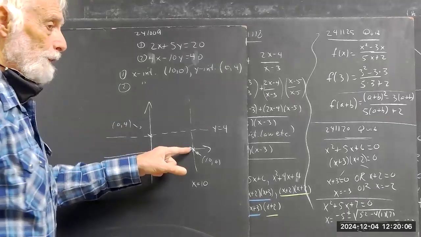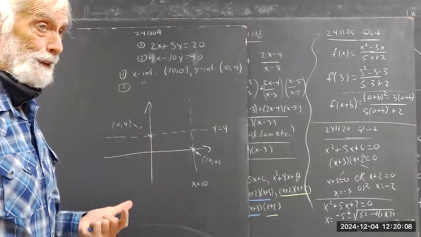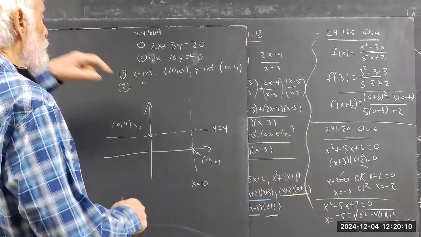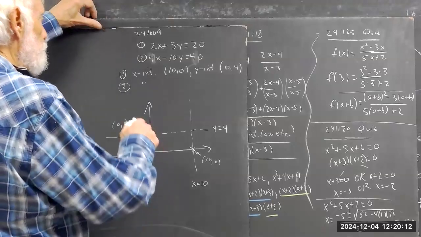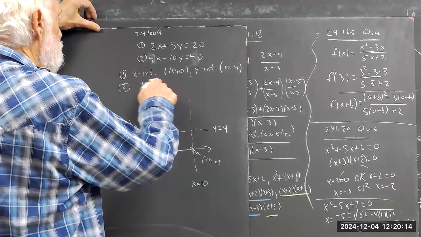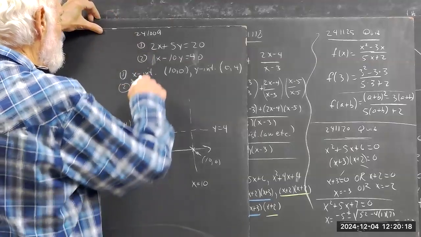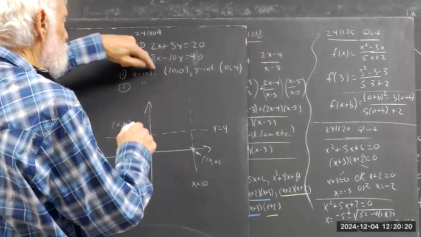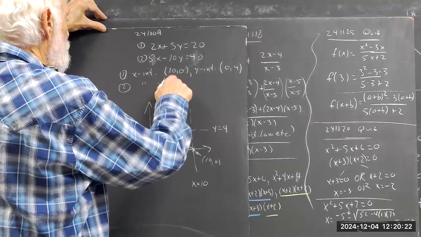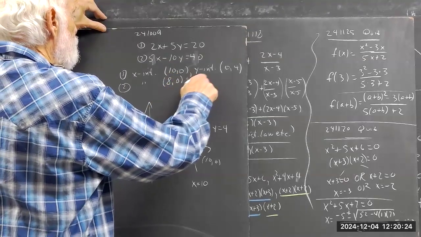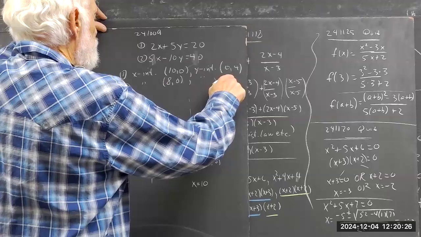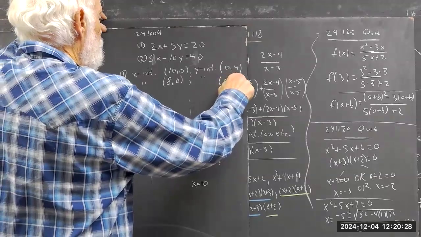I was going to get the same x-intercept for the second equation. We don't want that. Second equation, the x-intercept is... I did it again. Okay, I'm going to make it 5. The x-intercept now is 8, 0. The y-intercept is 0, negative 4.